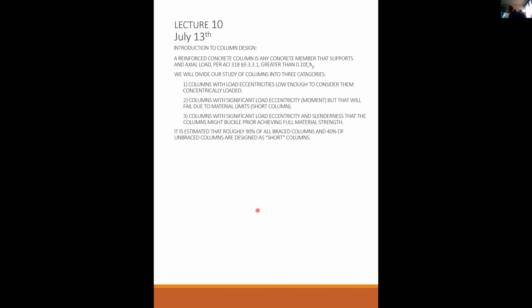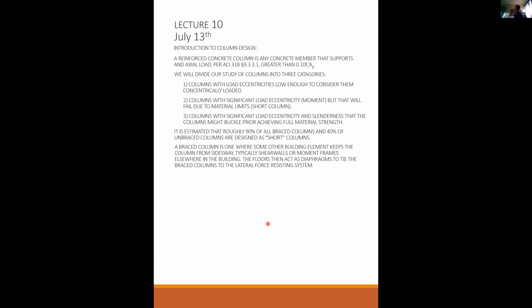It is estimated that roughly 90% of all braced columns and about 40% of unbraced columns are designed as short columns. I would say even in my practice, in my career, it's more than 90% of all braced columns that are considered short columns. We get into buckling or slender columns on occasion, but it may be a few years between cases.